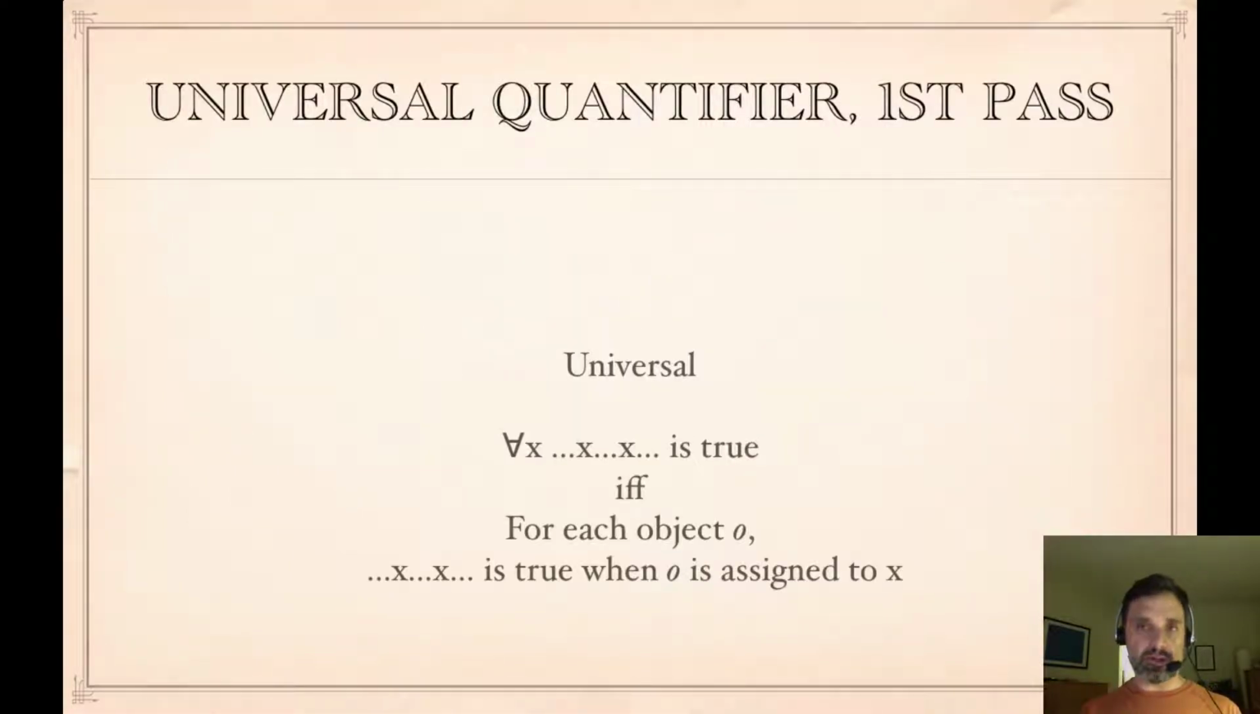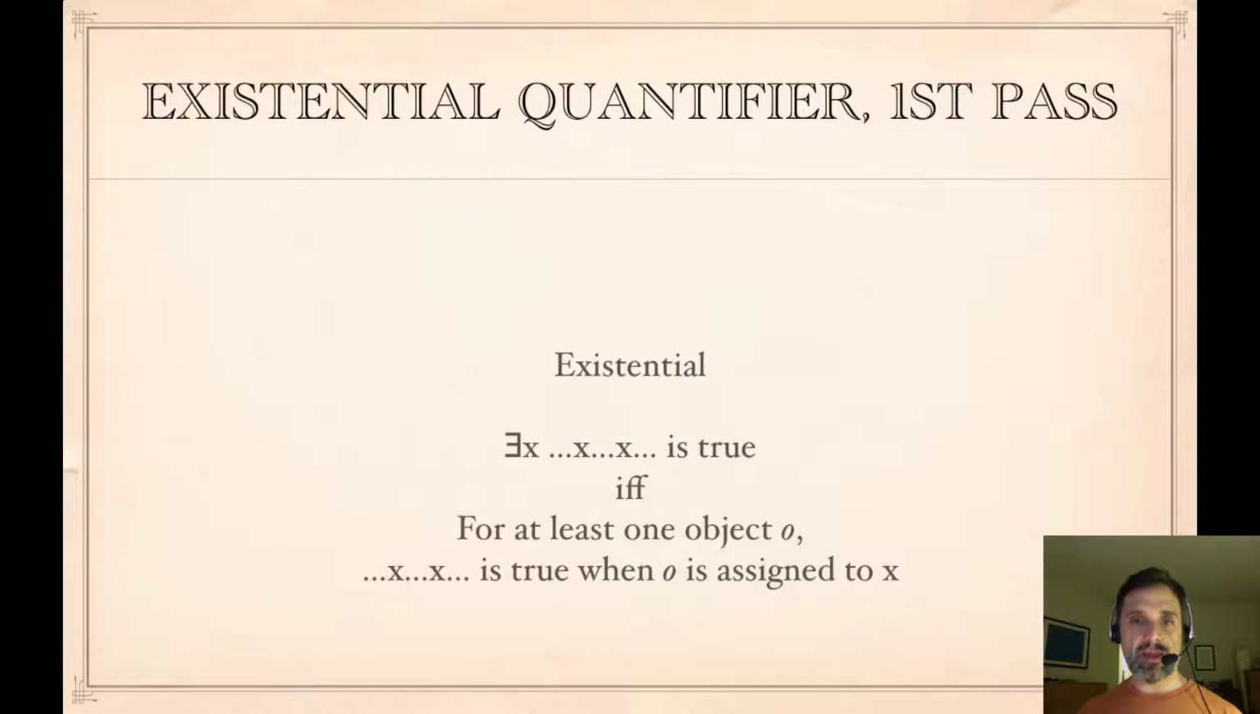So universal in this case is very straightforward. We say ∀x, blah blah blah x, is true if and only if for each object that there is, blah blah blah x is true when O is assigned to x, when we interpret O as talking about object x. And the existential is the same, it's just that it requires that there be at least one object that when assigned to x makes that sentence without the quantifier true.